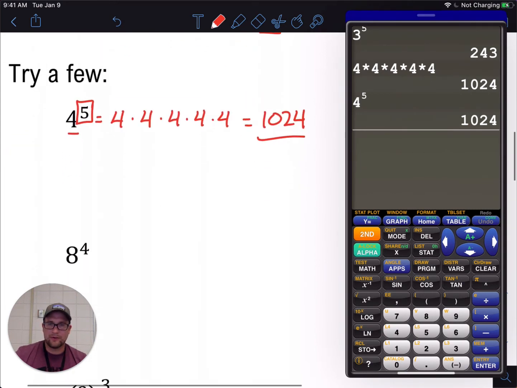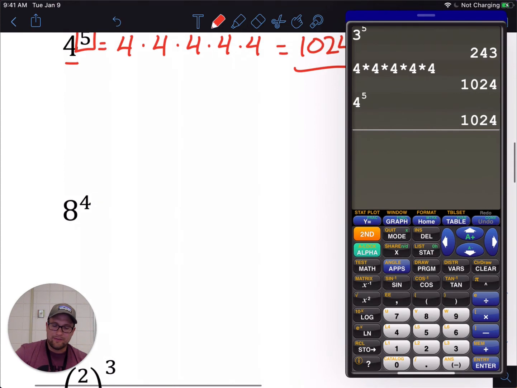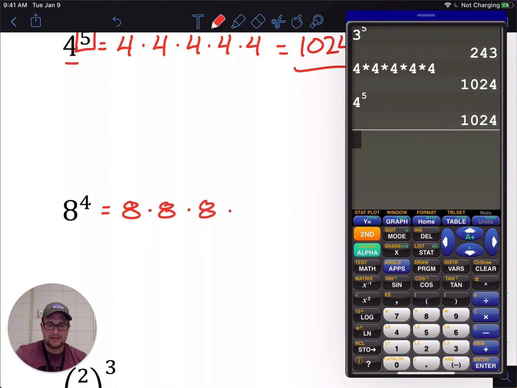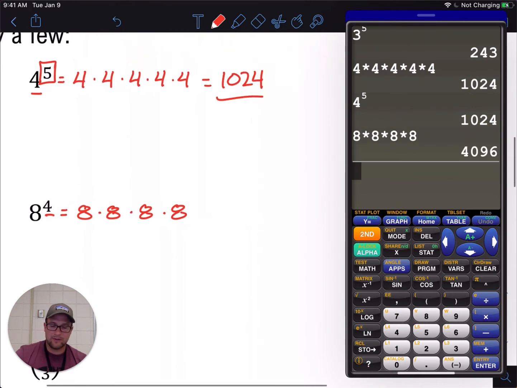Let's take a look at another one. 8 to the 4th. Now, what 8 to the 4th is telling us to do is to multiply 8 times 8 times 8 times 8, 4 times, because that's what our exponent was. 8 times 8 times 8 times 8 gives us an answer of 4,096.